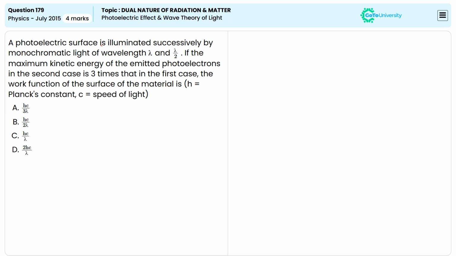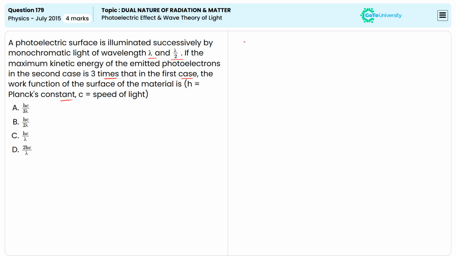A photoelectric surface is illuminated successively by monochromatic light of wavelength lambda and lambda by 2. If the maximum kinetic energy of the emitted photoelectrons in the second case is 3 times that in the first case, the work function of the surface of the material is, where h is equal to Planck's constant and c is equal to speed of light.